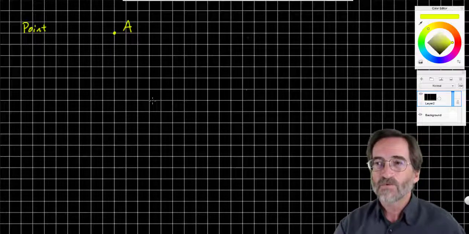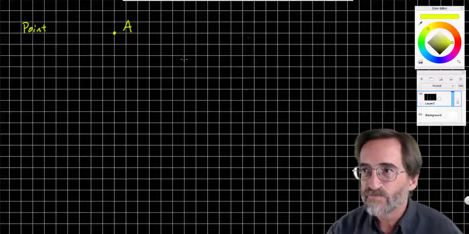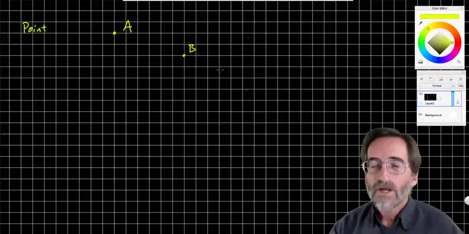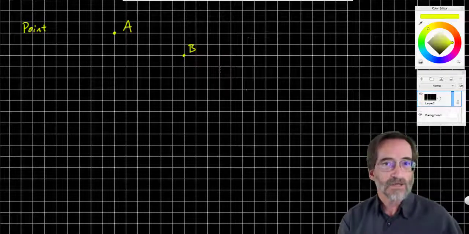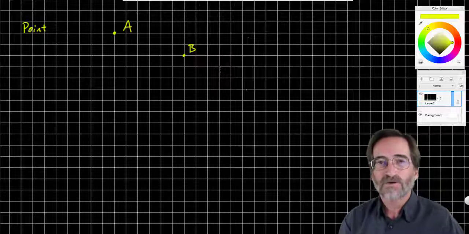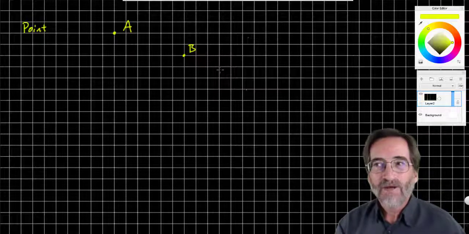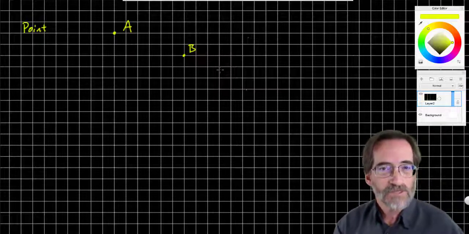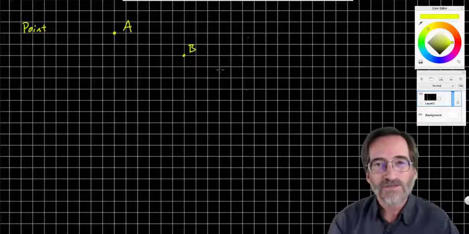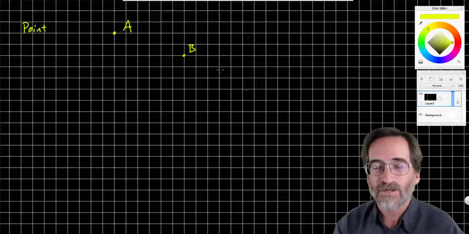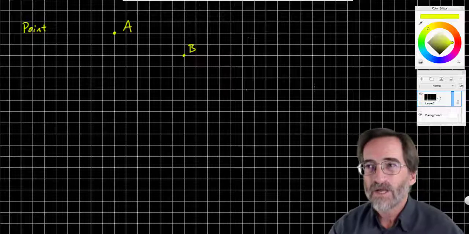Now we can distinguish between points by calling this point A and this other point B. Now notice I used capital letters, not lowercase letters. That's very important to note. Capital letters distinguish points. And so in your answers, make sure to use capital letters when identifying any points.